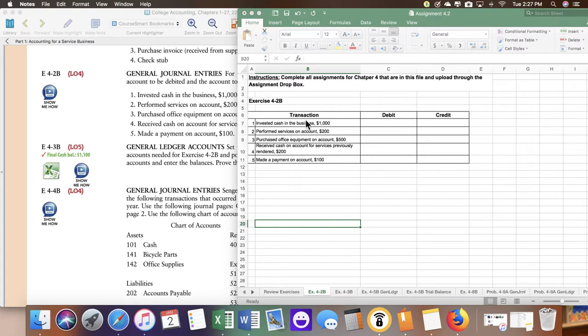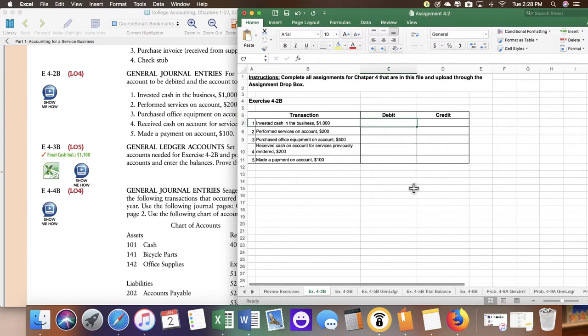So in 4-2 we're given transactions and we're asked to list the debit and the credit account that goes along with it. What a lot of students do is they use the amount, they put it in the debit or the credit side. That is incorrect. You actually need to use the account titles.